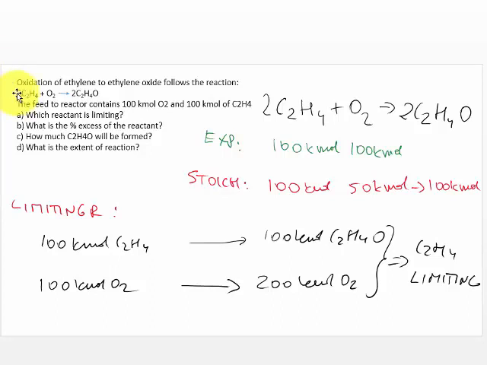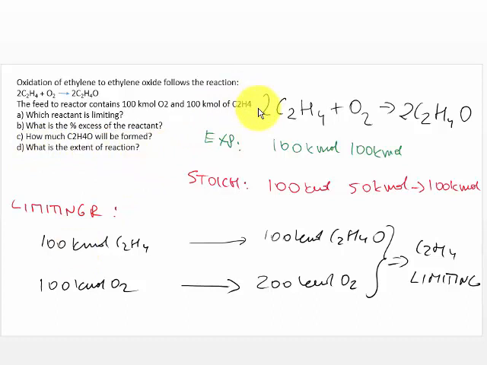2 moles of C2H4 ethylene plus 1 mole of oxygen would produce 2 moles of ethylene oxide, C2H4O. The feed to the reactor contains 100 kmols of oxygen and 100 kmols of ethylene. Which reactant is the limiting one? What is the percent excess of the reactant? How much ethylene oxide will be produced? And what is the extent of the reaction?